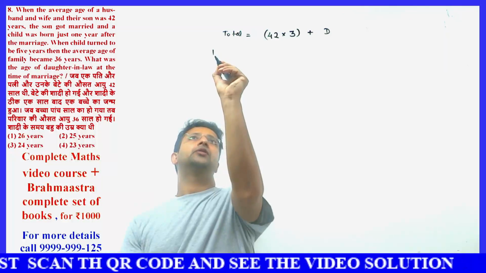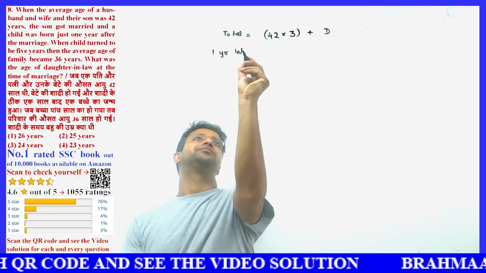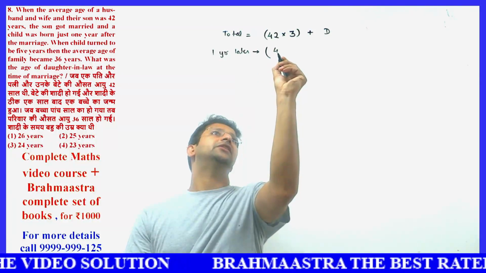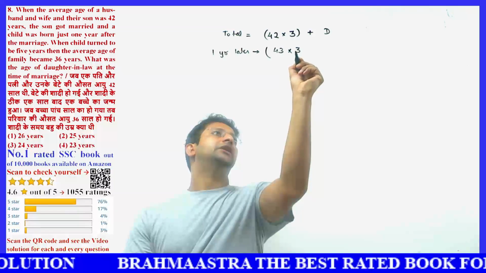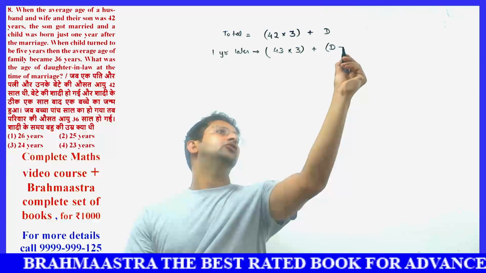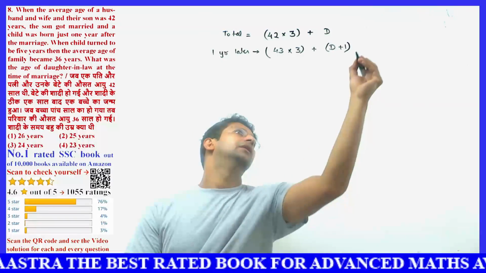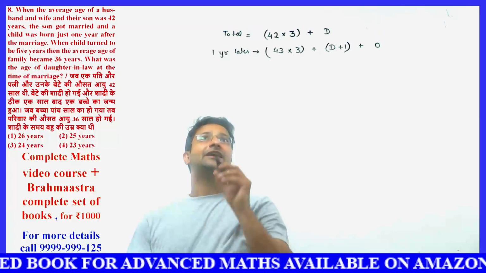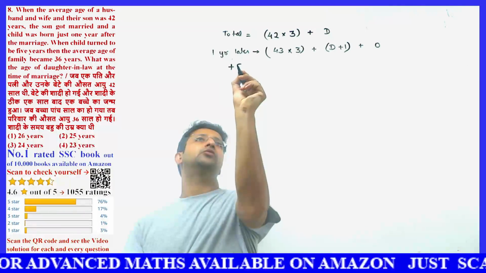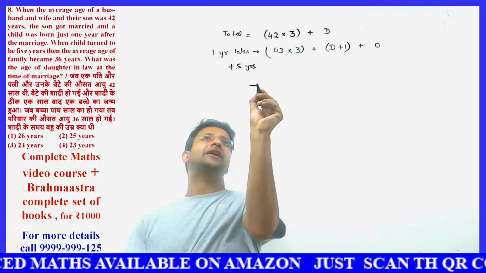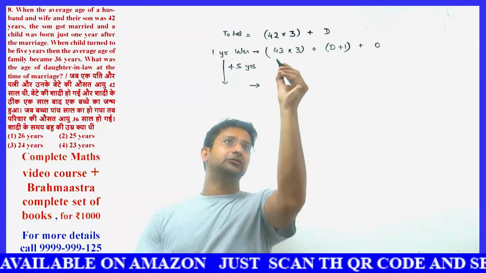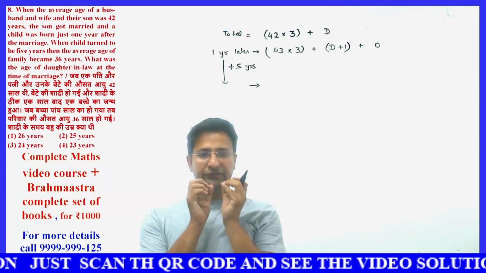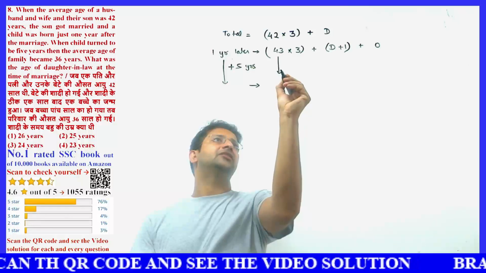1 year later, what happens? A child is born. So what will be the total age of the family? This 42 will change into 43. 43 into 3 plus the age of the daughter-in-law will be D plus 1 after 1 year when the child is born, and the age of the child will be 0 years. Then it is being told that when the child turns 5 years, so the average age of the entire family becomes 36. So first of all, after 5 years, this will become how much?